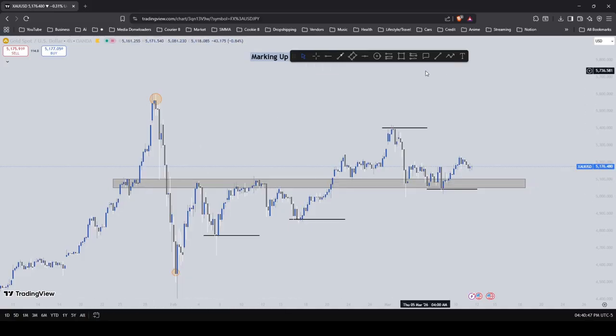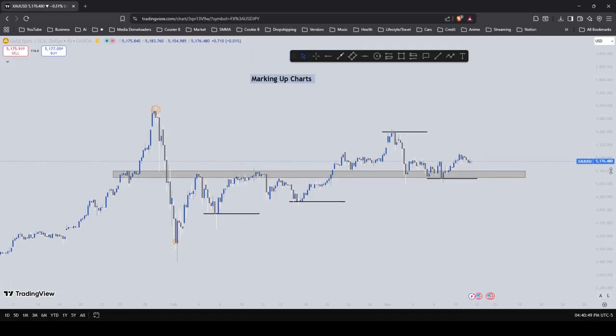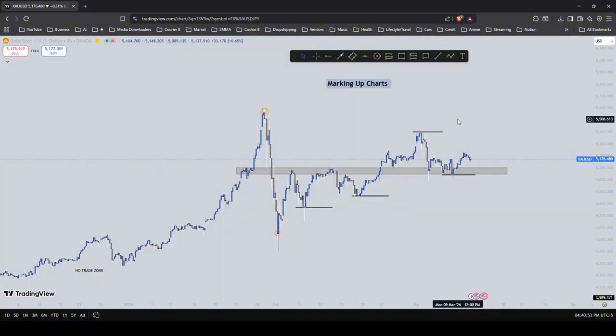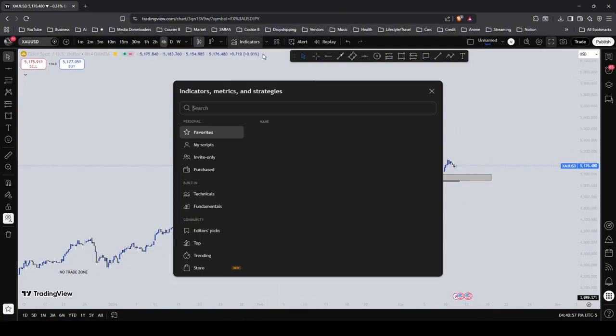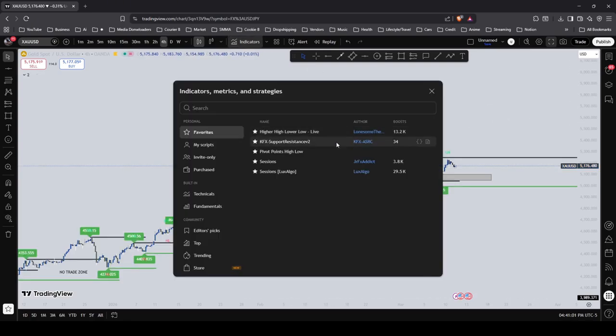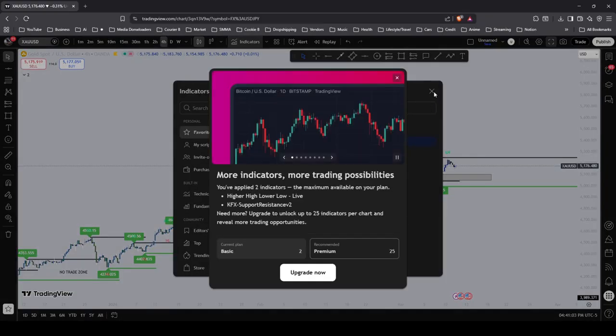So once you mark your support and your resistance, then you want to verify yourself with an indicator. I don't care which indicator that is. That can be a high or low indicator. That can be a support resistance indicator. By the way, I actually have that too. I have a support and resistance indicator right here, and I'll drop that down below for you guys as well.